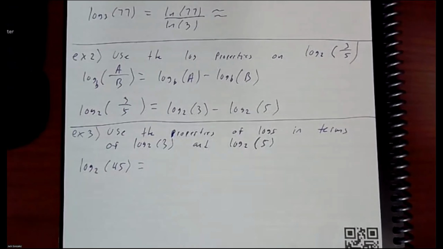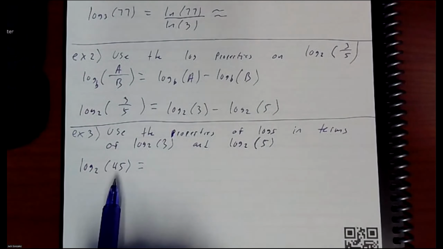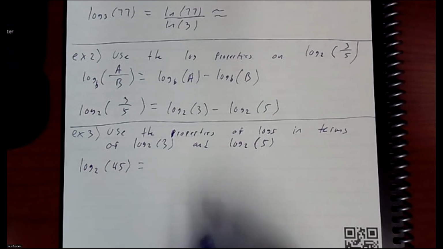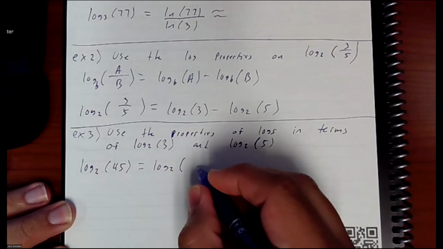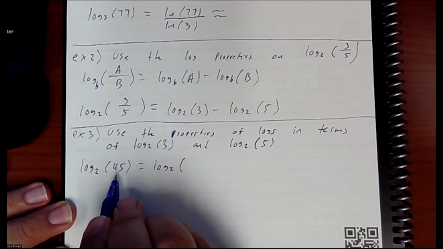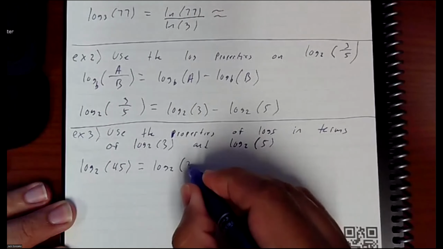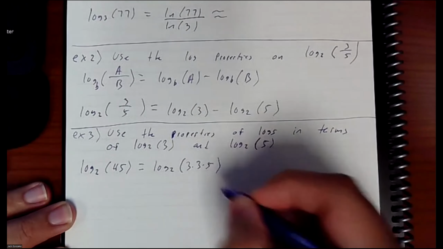So the good idea is to break it into prime numbers, if you can. So log base 2 of, that's going to be what? 9 times 5 is 45, right? So that's 3 times 3 times 5.